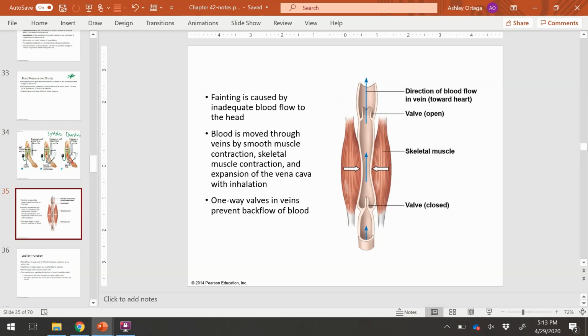So overall, blood is moved through veins by smooth muscle contraction, skeletal muscle contraction. Also, the expansion of the vena cava with inhalation will pull blood back. And so you can see the valves here will open and close for blood flow, and that will prevent backflow of blood.